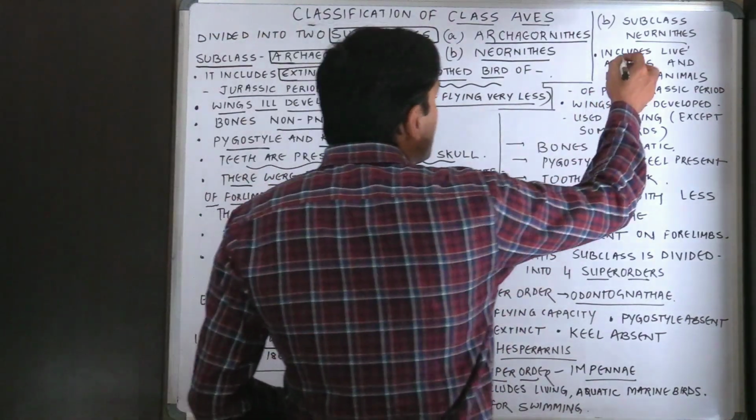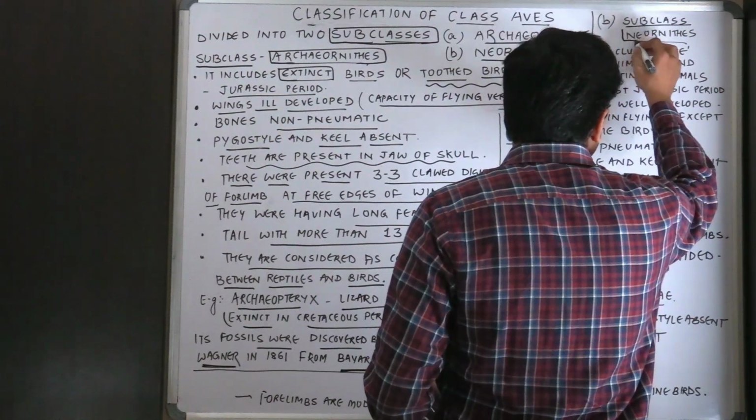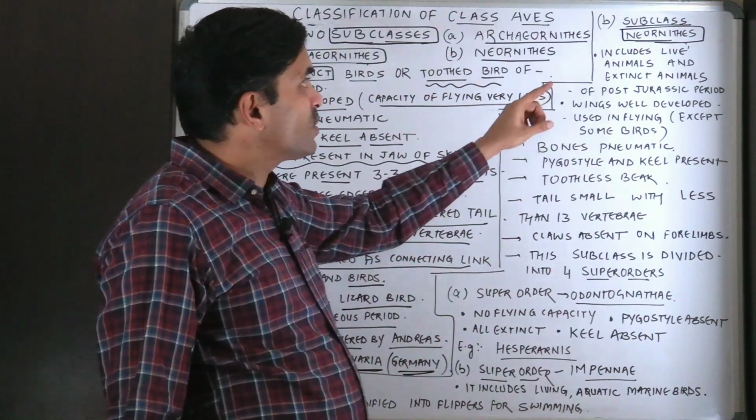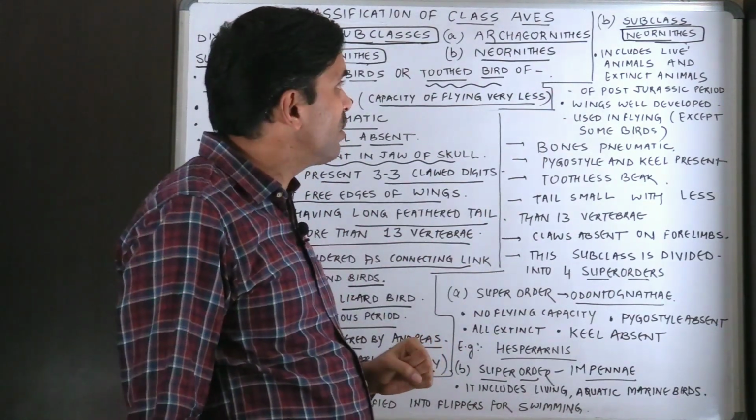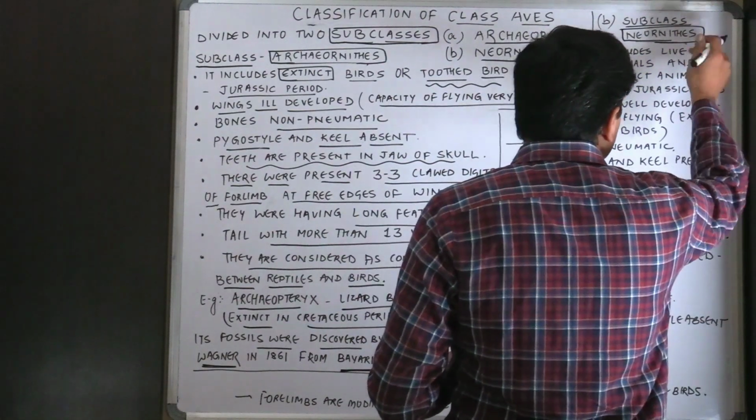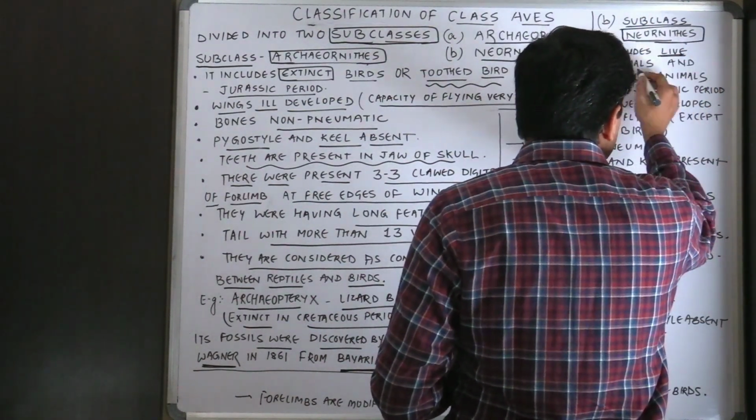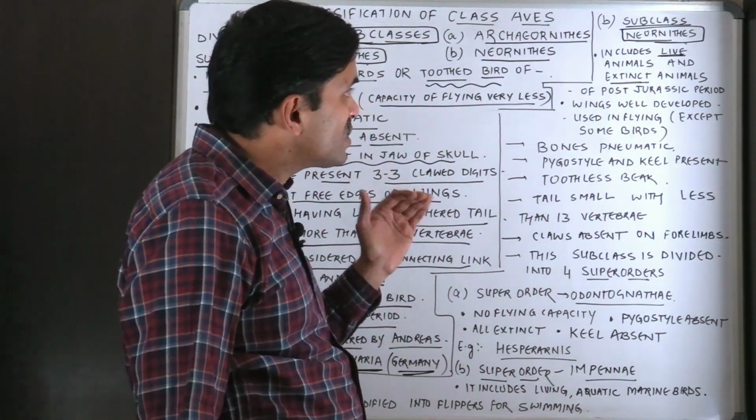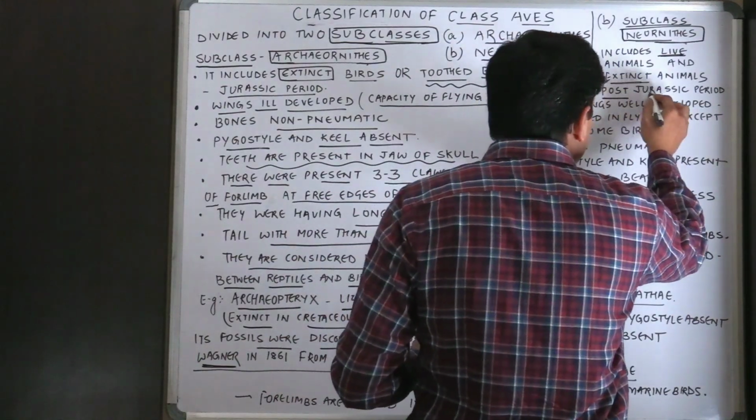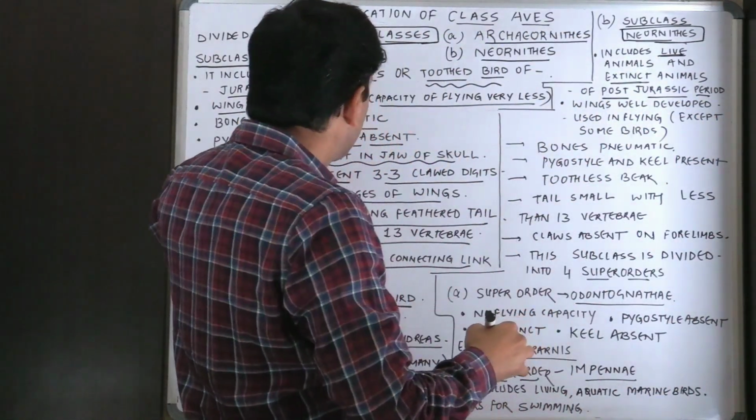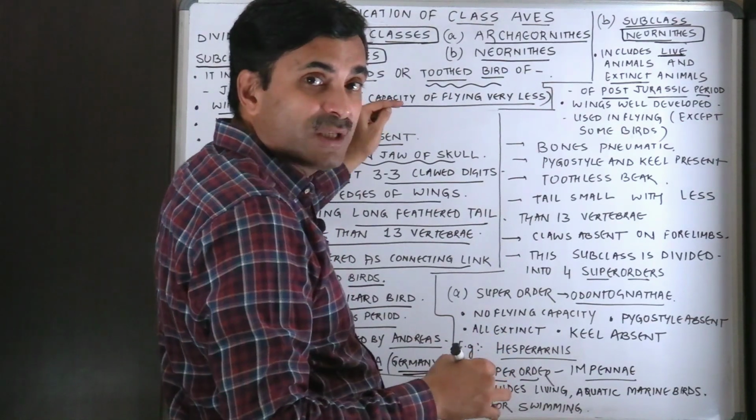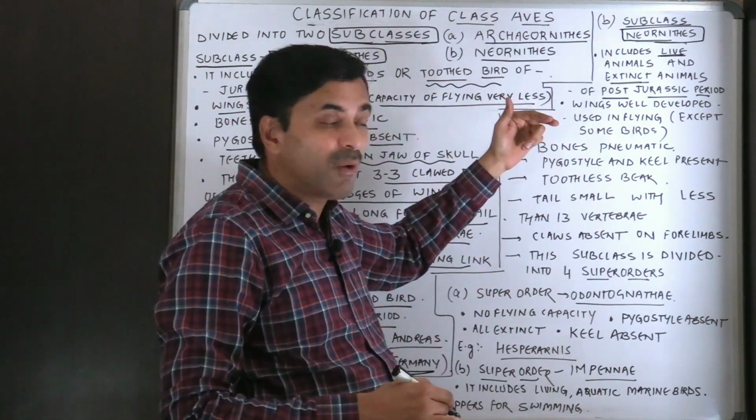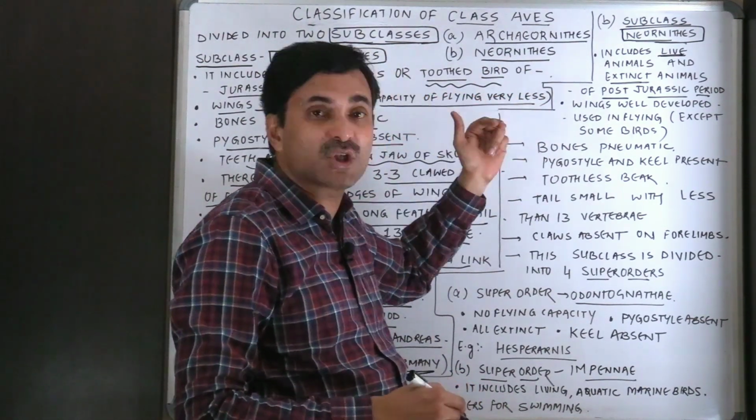Now coming to the modern subclass of the class Aves, and that is known as the Neornithes. Now it includes live birds as well as extinct birds, meaning it includes live animals as well as the extinct animals of the post-Jurassic period. Remember this thing, that the members of the subclass Archaeornithes were actually belonging to the Jurassic period, but these are belonging to the post-Jurassic period.